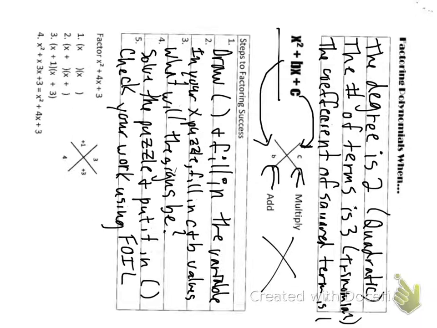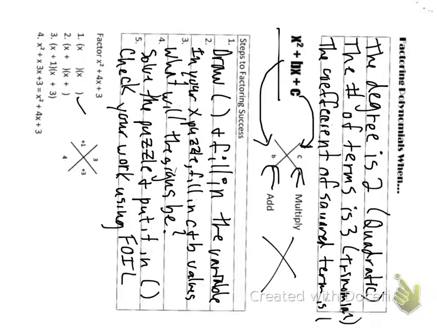So down here I have an example. Factor x squared plus 4x plus 3. And so we're just going to look at the steps and how they look. So our step 1 says draw our parentheses and fill in the variable. We drew our 2 sets of parentheses. We were dealing with x, so we filled in x to our parentheses. So there's step 1.